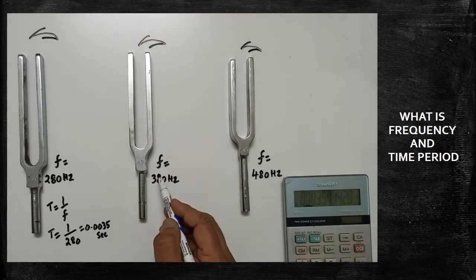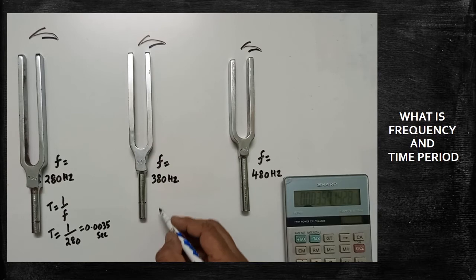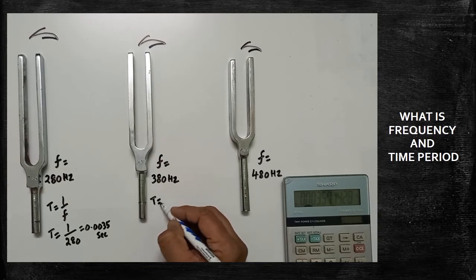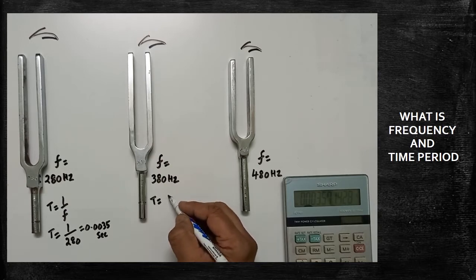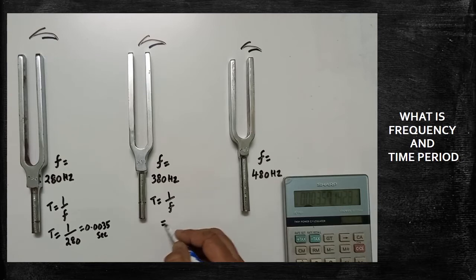Let's calculate the time period in the case of the 380 Hz tuning fork. Again, we use the same formula. T is equal to 1 by f, which is equal to 1 divided by 380, to be substituted. Again, I am going to calculate it for the 380 hertz tuning fork. 1 divided by 380 is equivalent to, what is the answer?